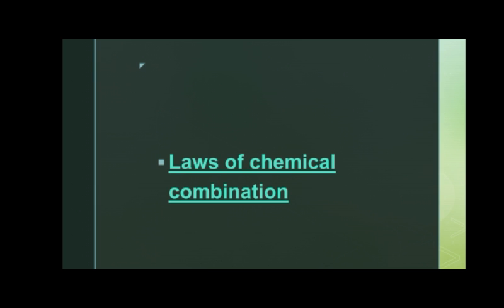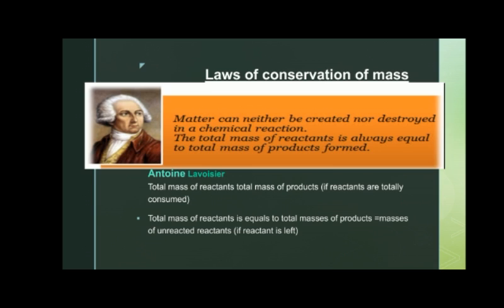Now, let us study the laws of chemical combination. First law, the law of conservation of mass. It is stated by Antoine Lavoisier. It states that matter can neither be created nor destroyed in a chemical reaction. Or we can say the total mass of reactants is always equal to the total mass of products formed.